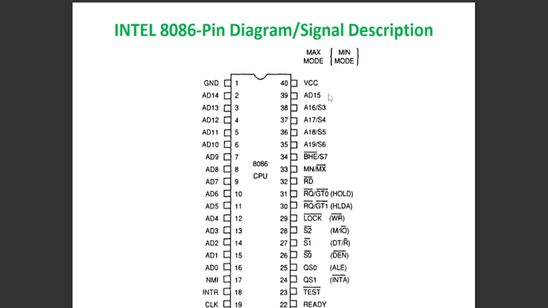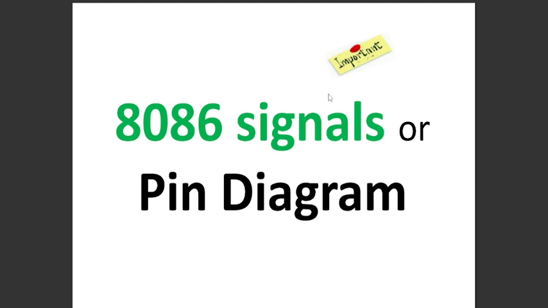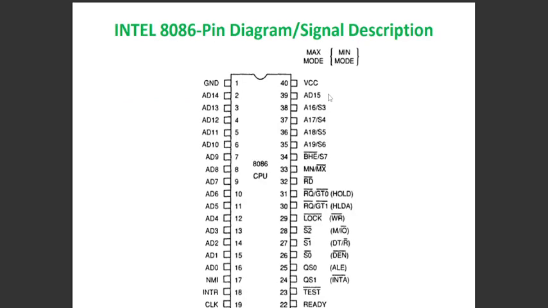My dear students, now we are going to discuss the pin diagram of 8086, that is, the signals of 8086 in detail. This shows the diagram of your 8086. This 8086 consists of a 42 pin IC. It works under two modes, one is maximum mode and the other one is minimum mode. We will see the pins one by one and discuss them.